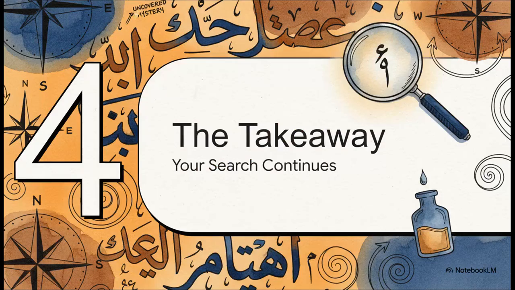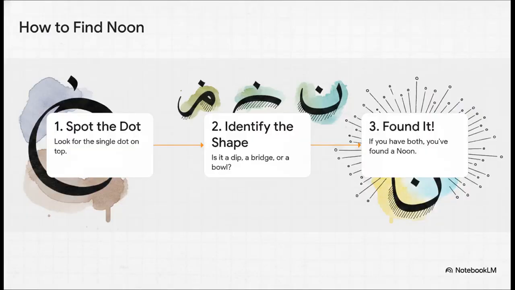So what did we actually learn from our little Where's Waldo hunt today? Well, we decoded Noon's disguises, we found a whole bunch of them, and we even stumbled upon a cool little mystery. Let's boil this all down to a simple takeaway so you can continue the search on your own. Finding a noon really just comes down to these three simple steps. First, and this is the most important part, spot that single dot on top. Second, check out the shape. Is it that initial dip, the middle bridge, or the final bowl? If you've got both of those, then congratulations, you have officially found yourself a noon.